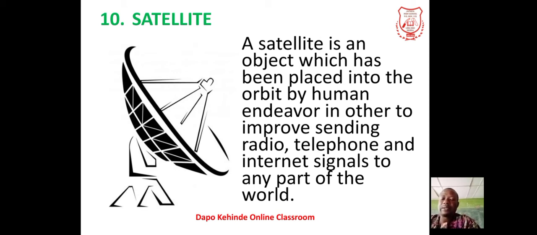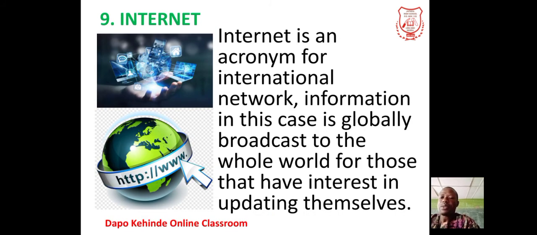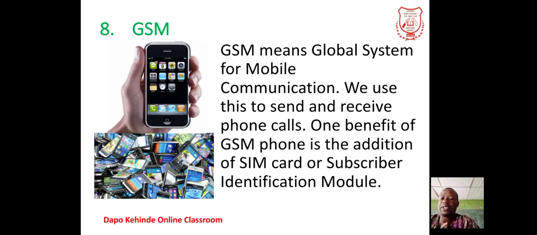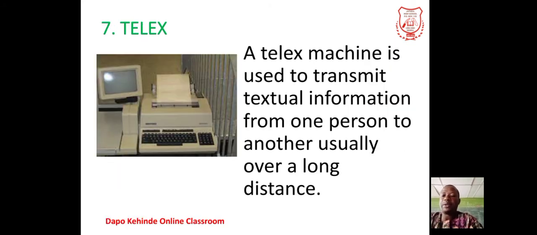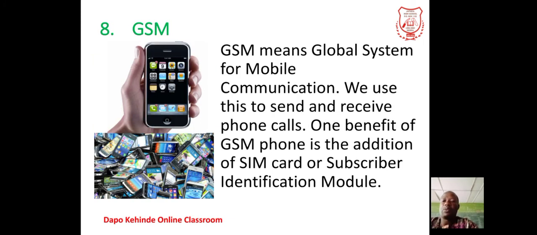So we've looked at 5 other modern methods of transmitting information. We've looked at satellite, internet, GSM, telex, and the fax machine, which transmits text and graphics messages from one location to another. We have the telex machine, which is used to transmit textual information from one person to another over a long distance. We have the GSM, which stands for Global System for Mobile Communication, which is used to send and receive phone calls as well as messages.